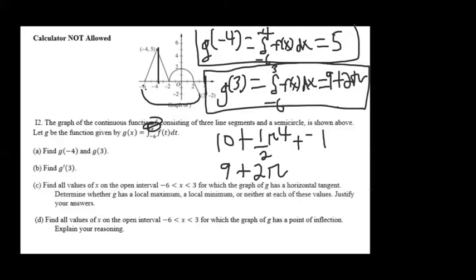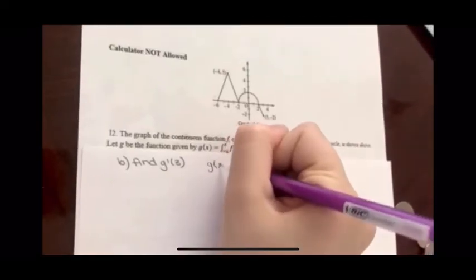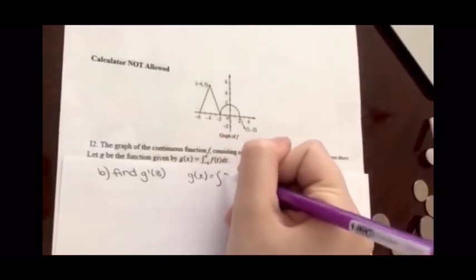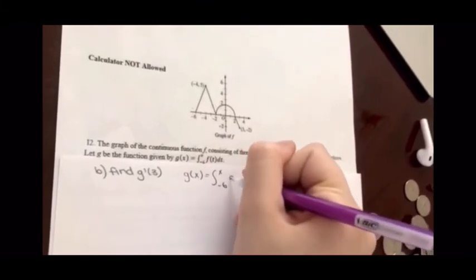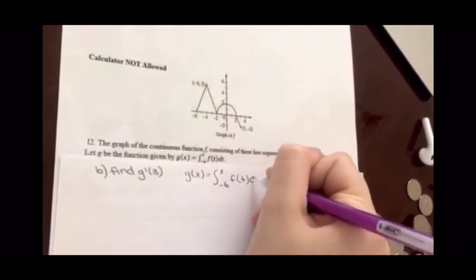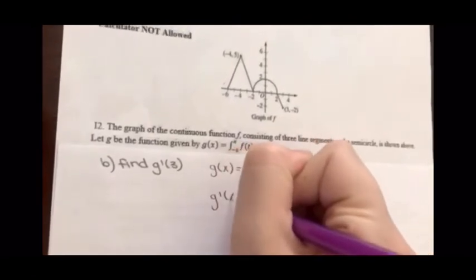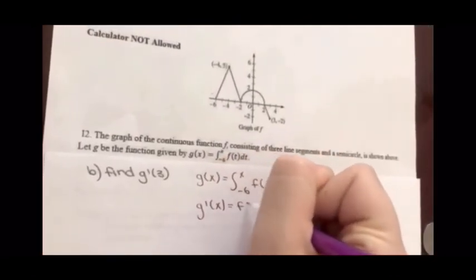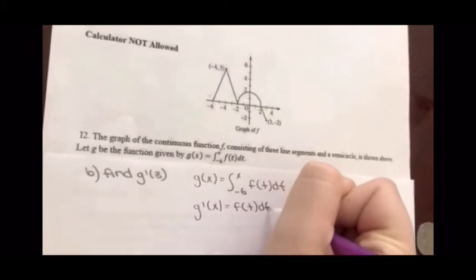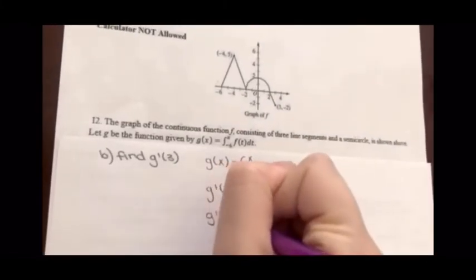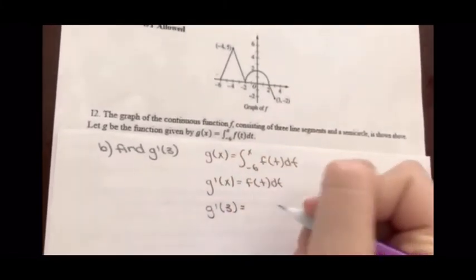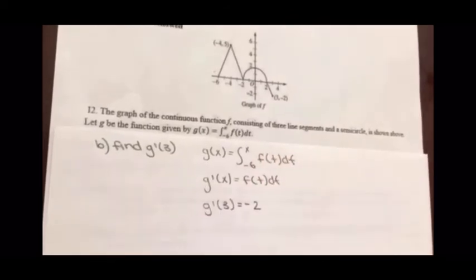Boom. Part B, we're trying to find g prime of 3, and so we are given the equation g of x is equal to the integral of -6 to x of f of t dt. And so the derivative of that would just be f of x. And then to find g prime of 3, you just look at the graph, and at the x point of 3, y is equal to -2.